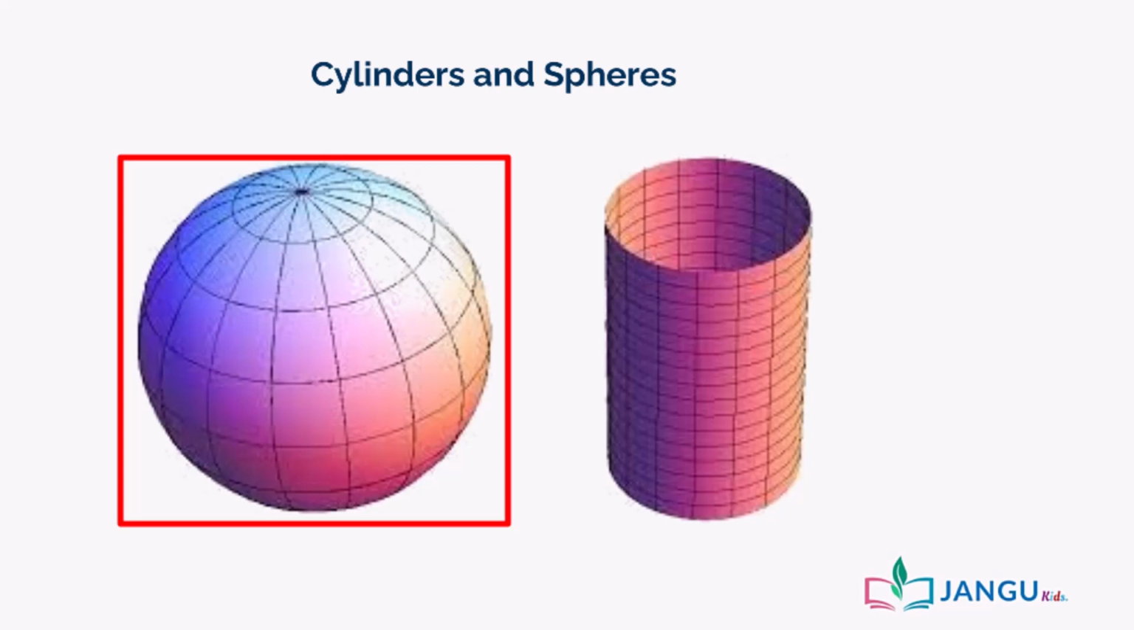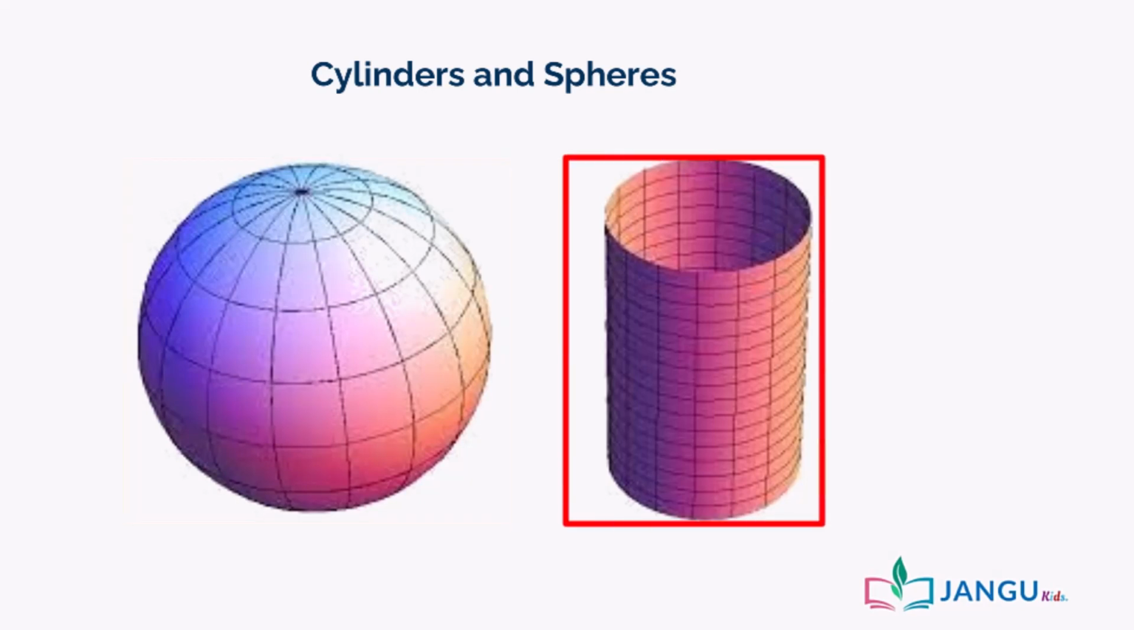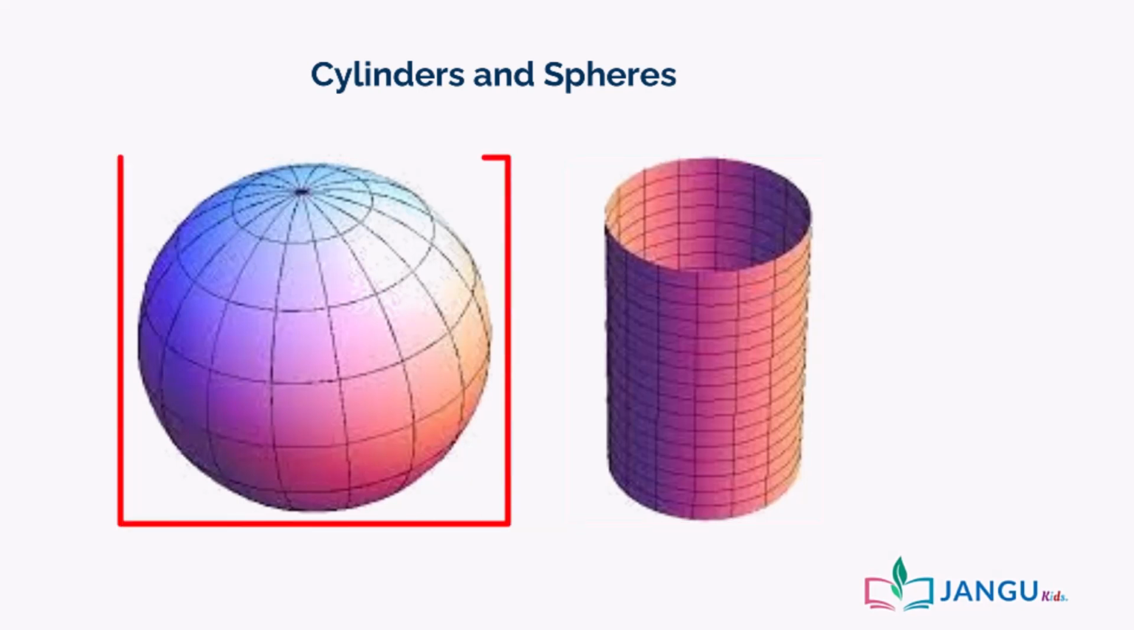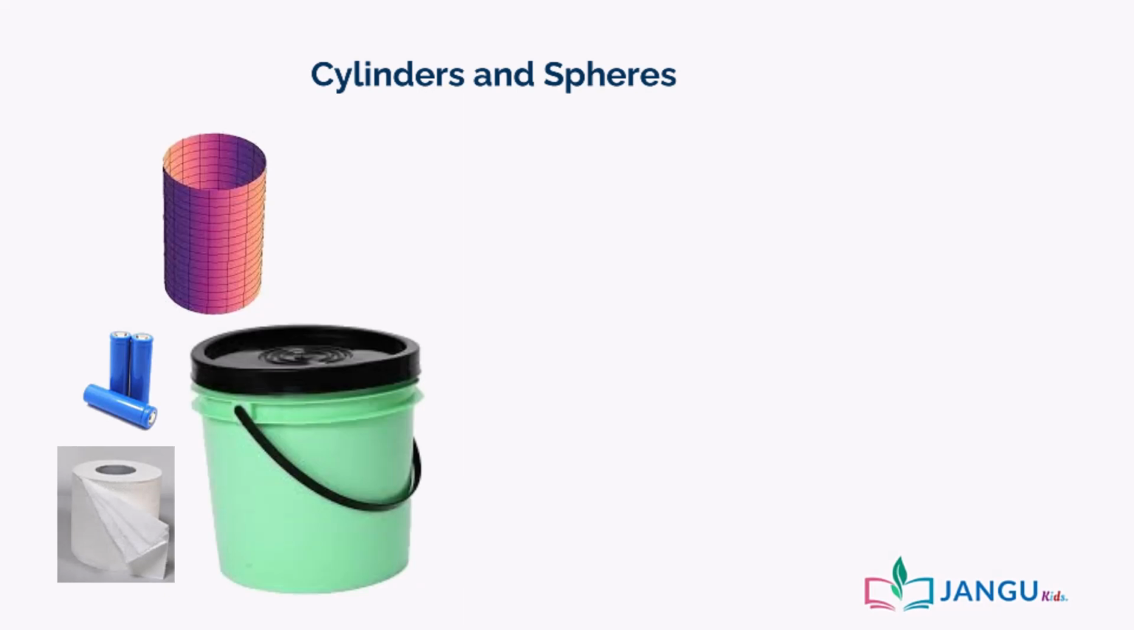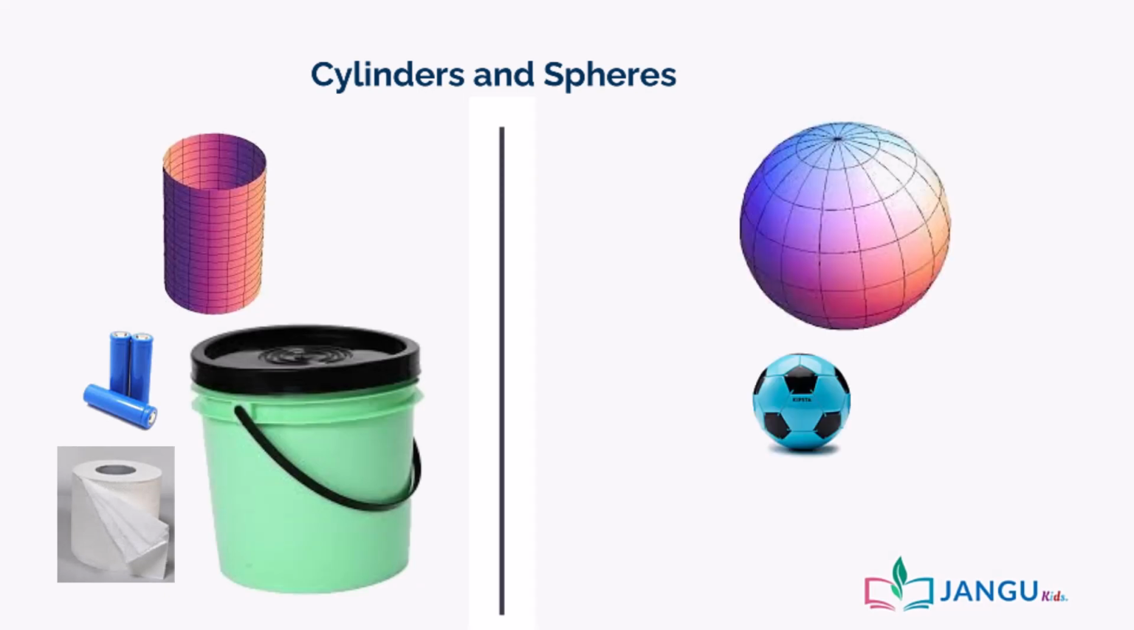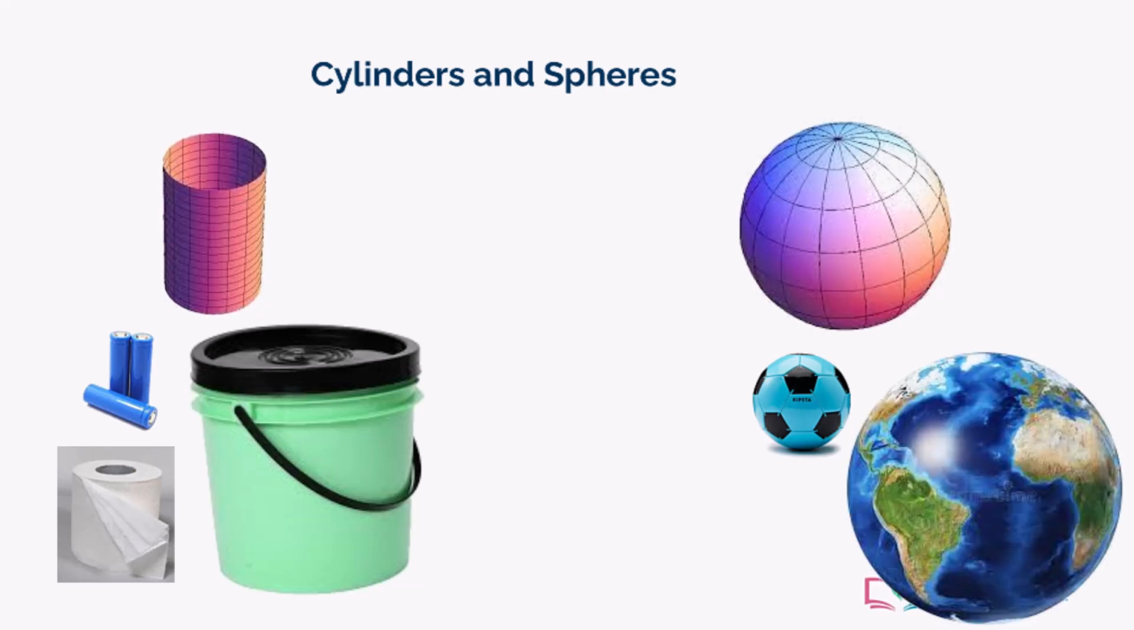That's one of the things that makes it different from the cylinder. Cylinders have 2 edges. Cylinders have 3 faces or sides, while spheres have none. Examples of cylinders include battery cells, tissue rolls, and paint buckets, while examples of spheres include footballs, earth globes, etc.